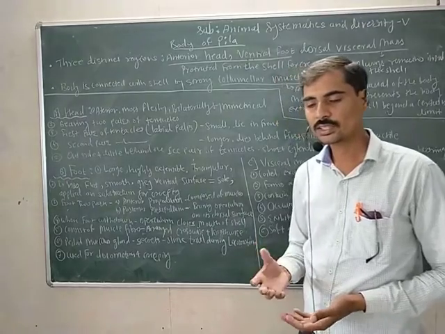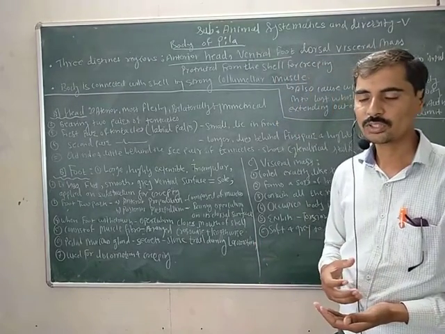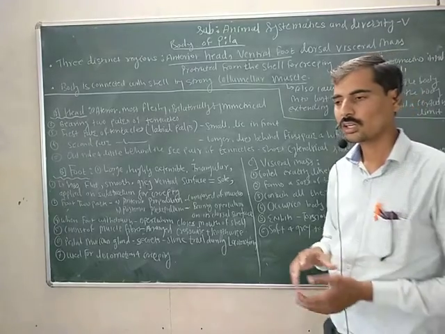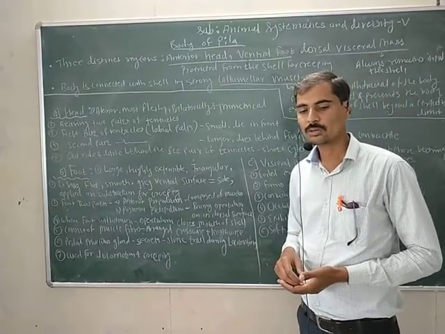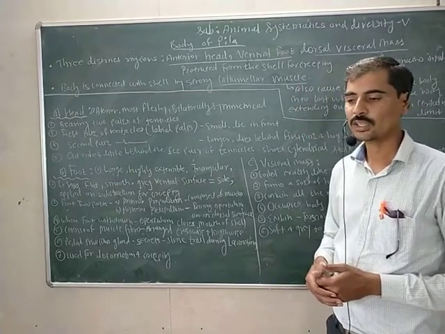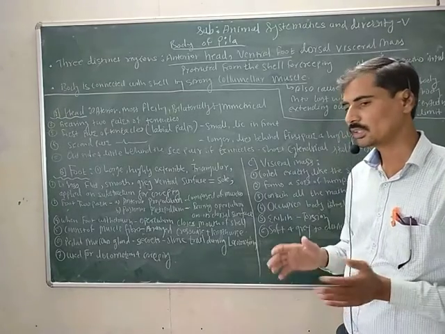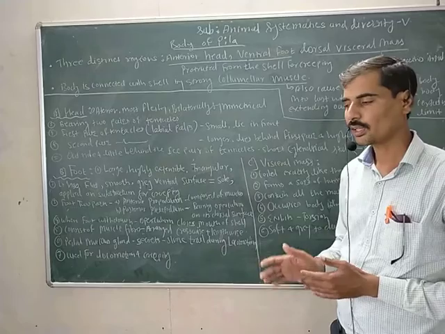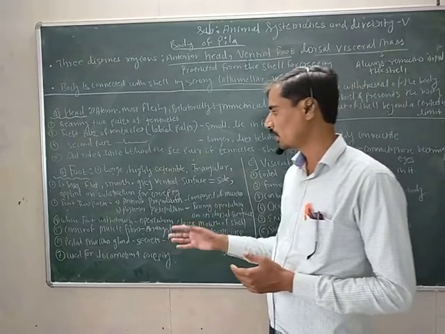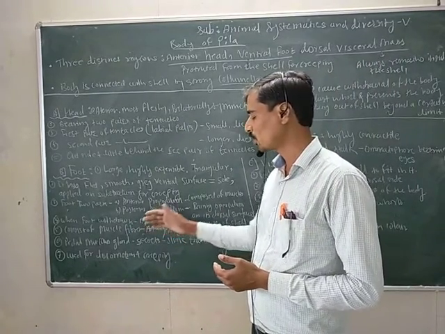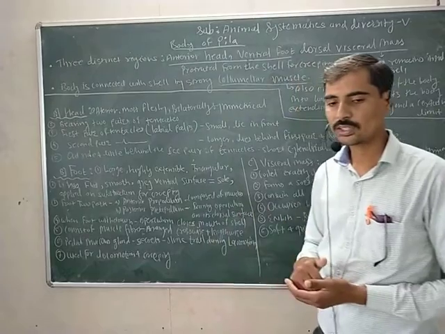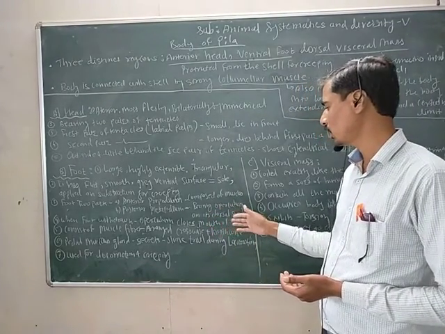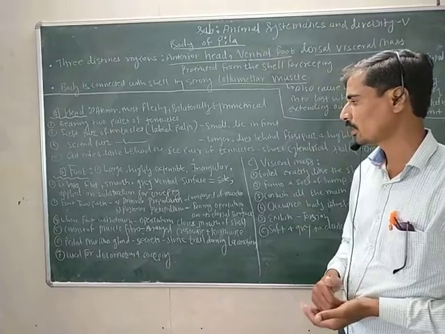When we see the morphology of the shell, we can say that the shell has a large opening called the mouth, and this mouth is protected by the operculum. This operculum is connected with the foot with the help of the columella muscles, and when the foot is withdrawn inside the shell, the operculum is responsible for closing the mouth.